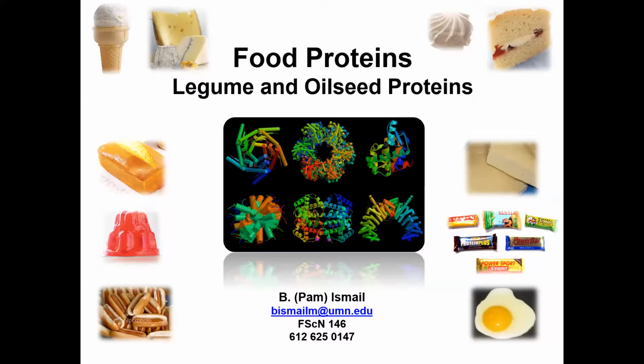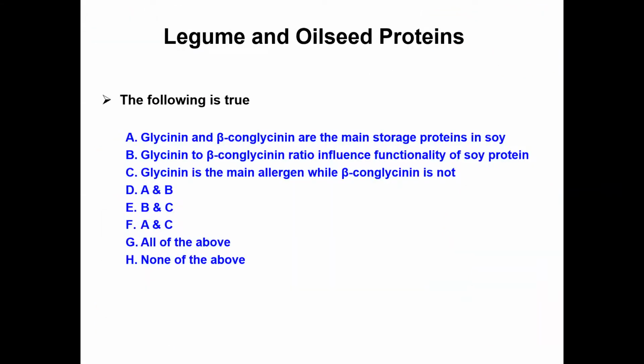All right, so some of you might know this, some of you have no clue, which is okay. We'll talk a lot about it today, but let's see if anybody wants to answer this question. Of the following, glycinin and beta-conglycinin are the main storage proteins in soy. The ratio of glycinin to beta-conglycinin influences functionality of soy protein, and glycinin is the main allergen in soy protein, while beta-conglycinin is not.